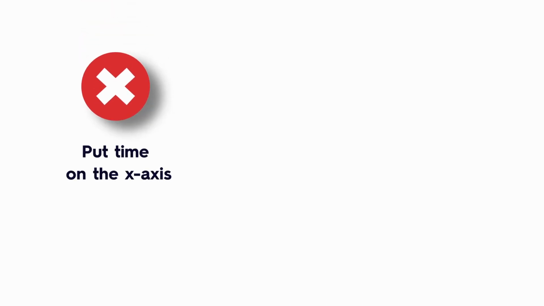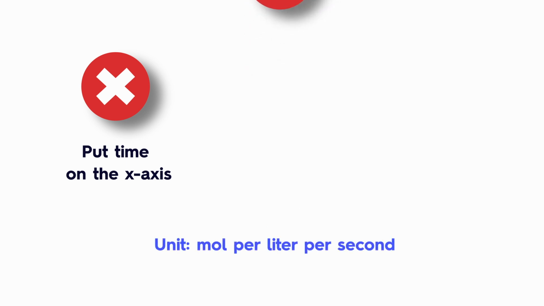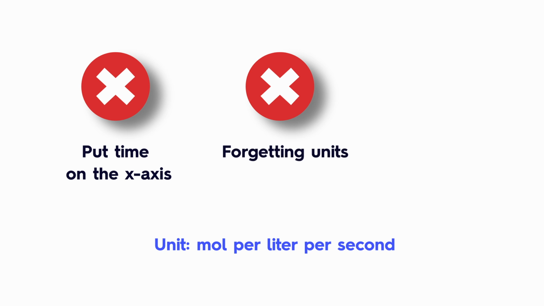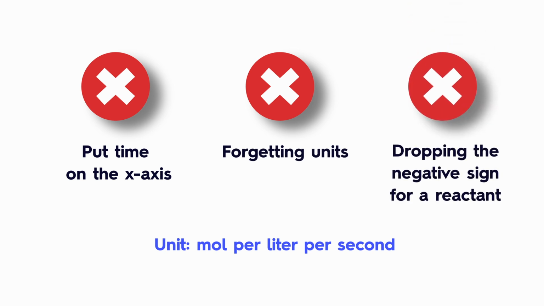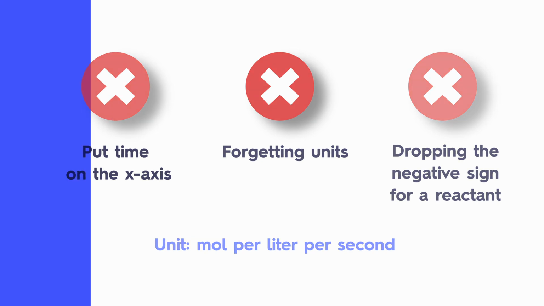Watch out for some pitfalls. Make sure your horizontal axis is time when you talk about rate. Include units like moles per liter per second, and for a reactant, do not drop the negative sign when you report a change. Reserve a positive value for the standardized overall rate.